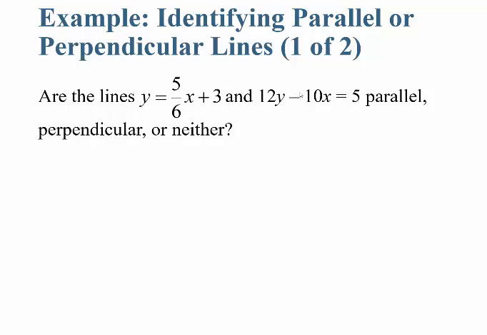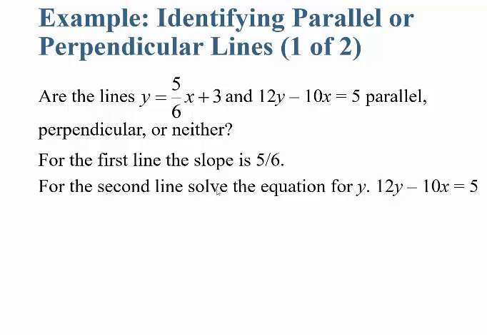Notice that this second equation is not in the form y is equal to mx plus b. So we need to take this line and see if it somehow has the same slope as the first. The slope of the first line is 5/6. For the second line, we have to put it into the y is equal to mx plus b form.